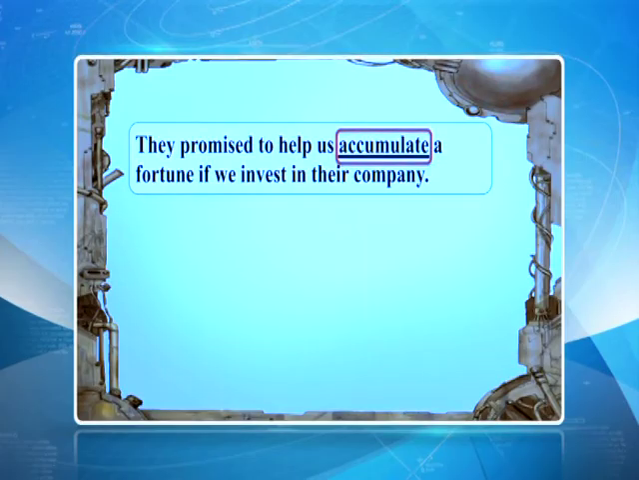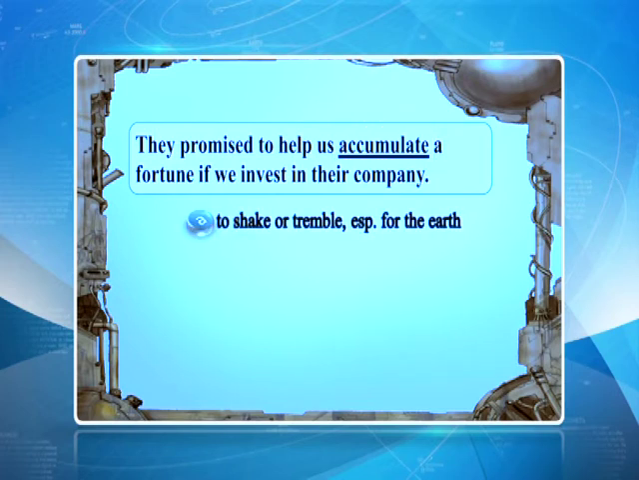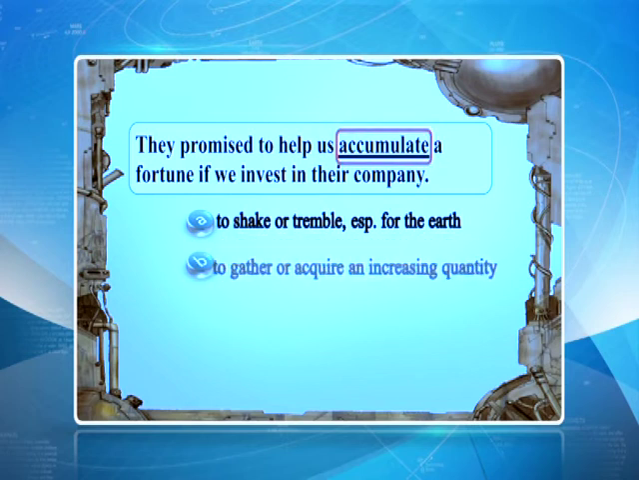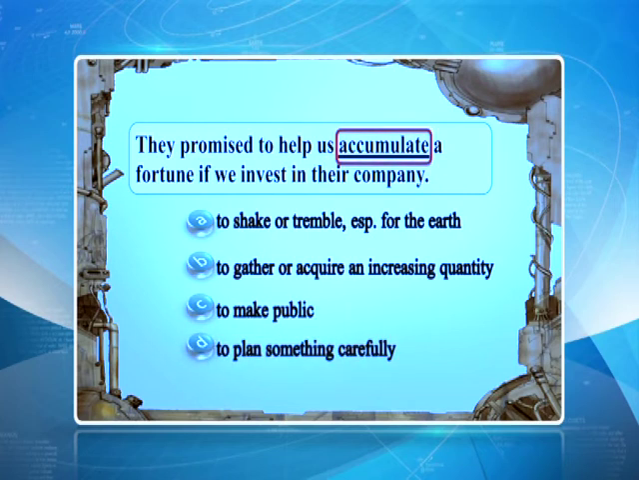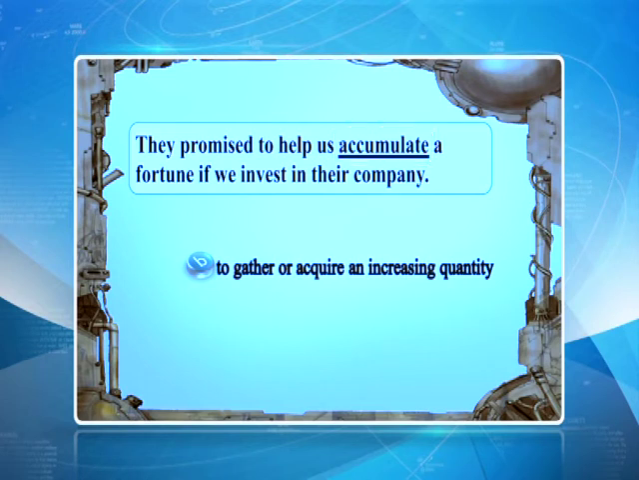From A, B, C, and D, choose the correct definition. Let's read the sentence together. They promised to help us accumulate a fortune if we invest in their company. To shake or tremble, to gather or acquire an increasing quantity, to make public, or to plan something carefully. What is the correct definition for this word, accumulate? Which one? Well done. It's to gather or acquire an increasing quantity.